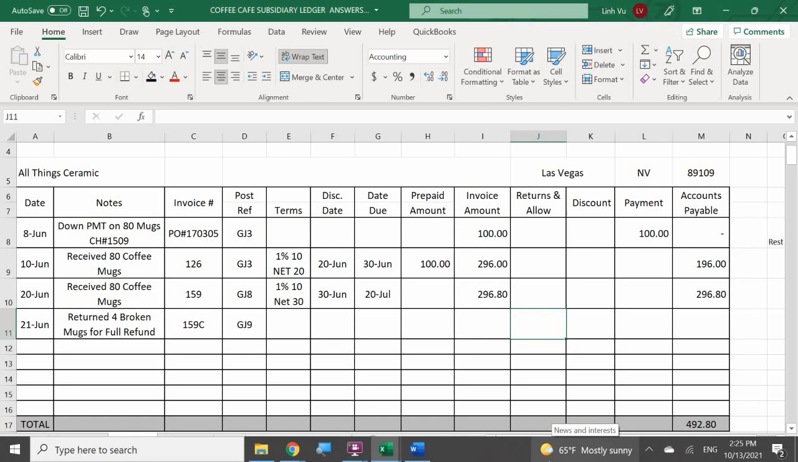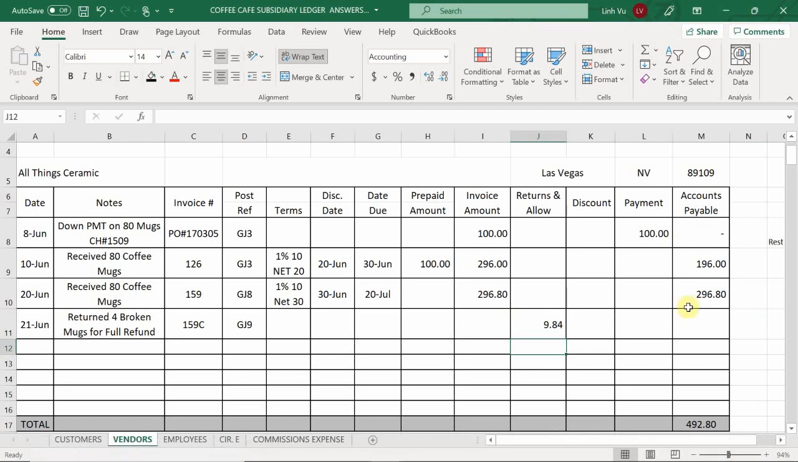So why would we put it in a payment? What are the options that we have here? We have returns and allowance. Good. So allowance, $9.84, which will reduce the amount.